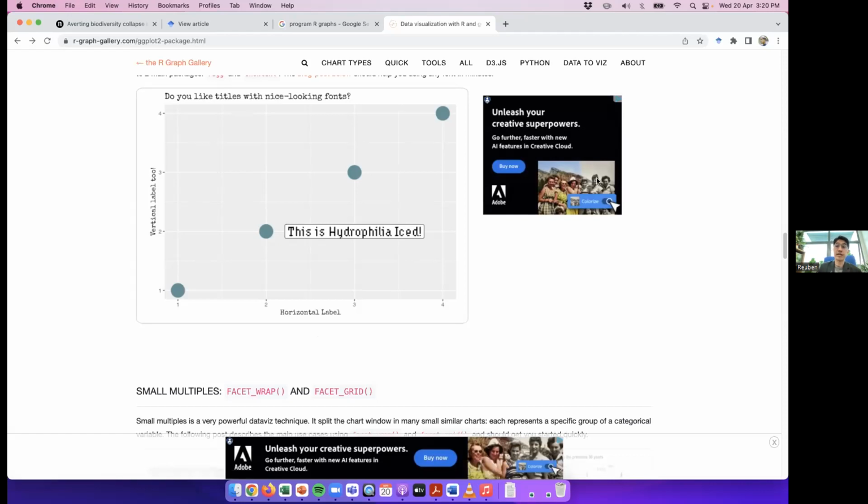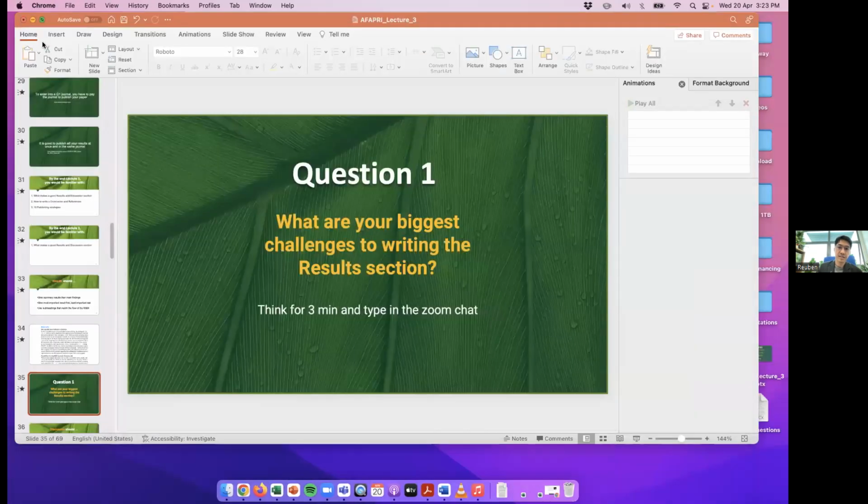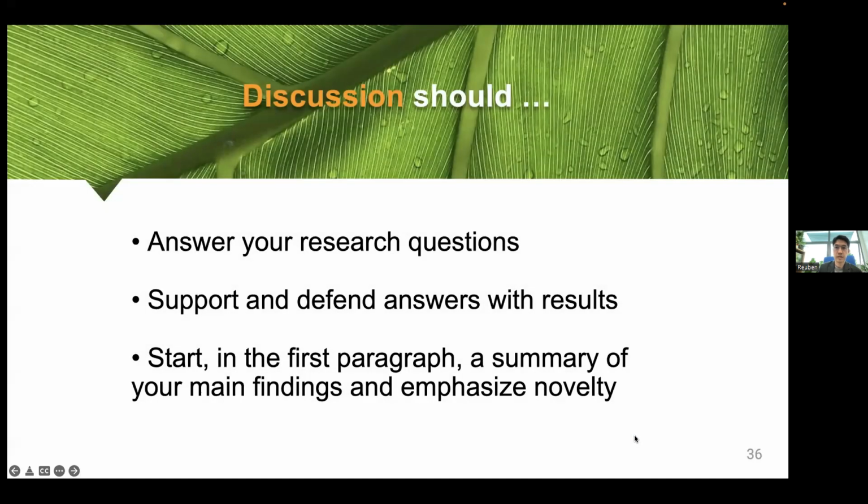All right, thanks all for sharing. Moving on, hopefully you get some idea of what a good methods section looks like. All right, what about discussion? What should a good discussion look like?